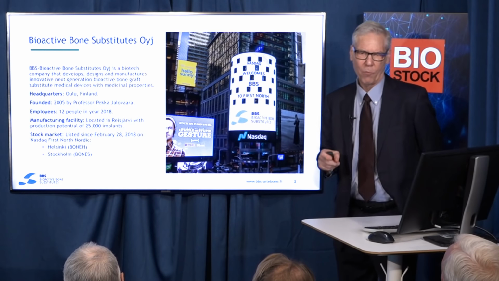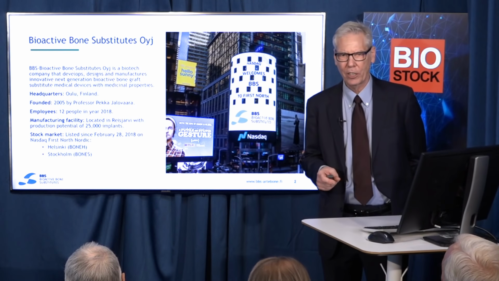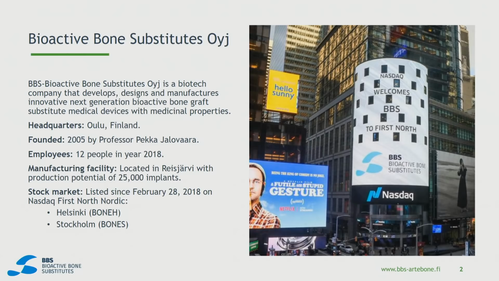So, BBS is a Finnish biotech company. We make a product that's quite unique in the bone graft substitute market space. It's based on pioneering research on bone healing by the company's founder, Professor Pekka Jalovaara. The company is headquartered in Oulu, Finland. We have a manufacturing site in Reisjärvi. We have 12 employees. We're planning an early commercial launch of our product, and we're in the planning phase now.